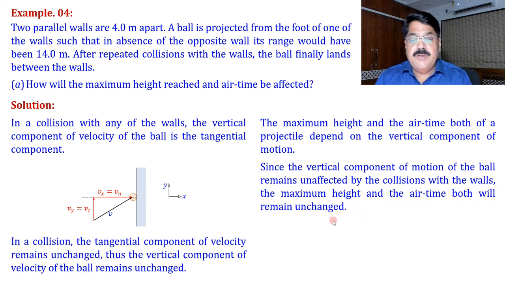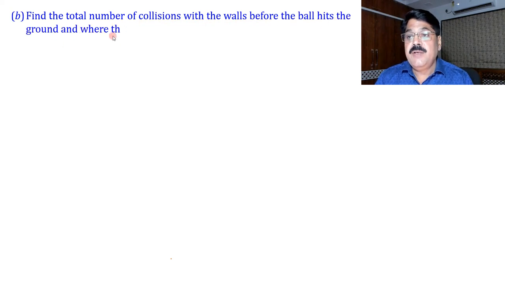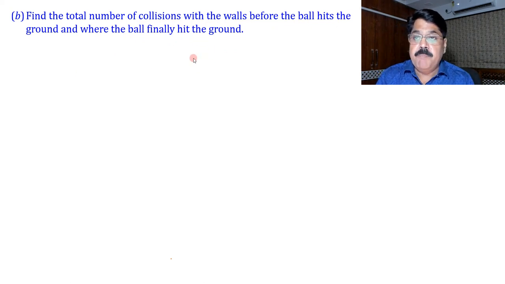Now we can see what is asked in part B. Find the total number of collisions with the walls before the ball hits the ground and where the ball finally hits the ground. Here we have to assume e to be 1. It is not mentioned, but we assume the collision to be perfectly elastic.